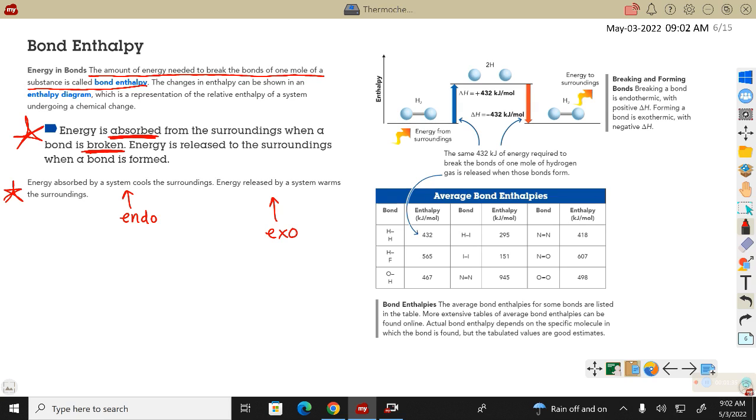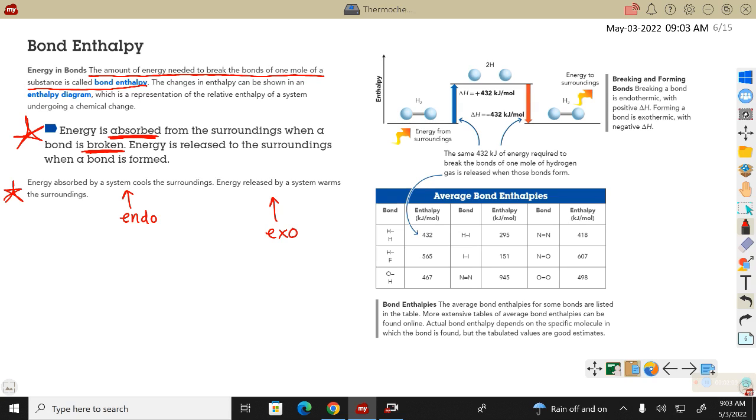Because again, think about these bonds. Bonding is a good thing. When atoms are bonded, whether they're sharing electrons or transferring electrons, that's how they have their full outer shells, and that's what makes them stable. So if I'm going to come in and break a bond, I need to add energy. That could be in the form of heat or electricity. I need some kind of energy source to break apart the bonds.